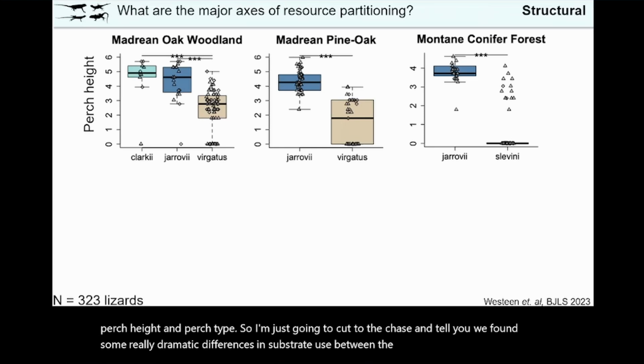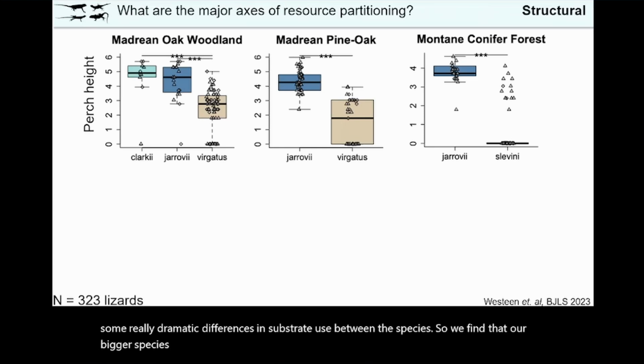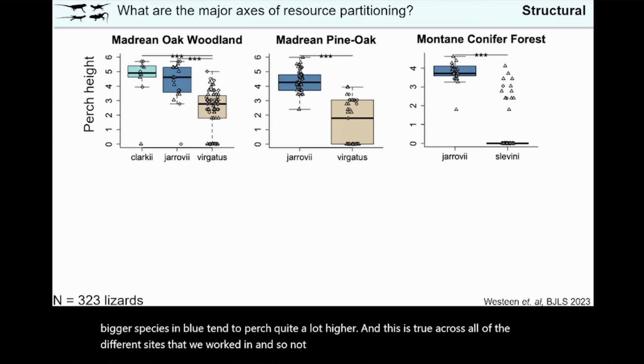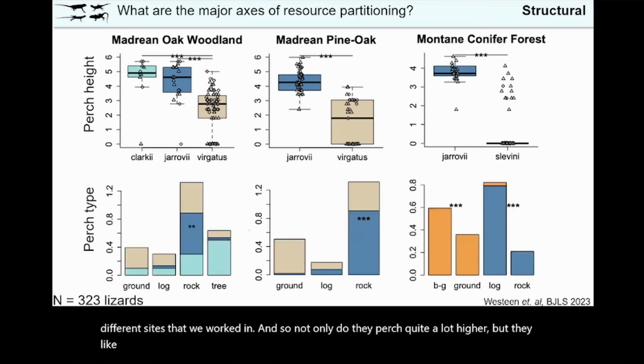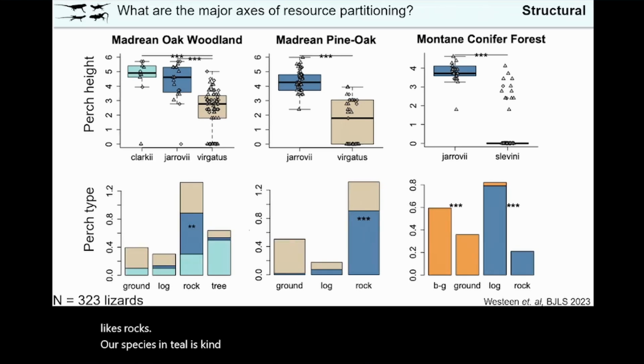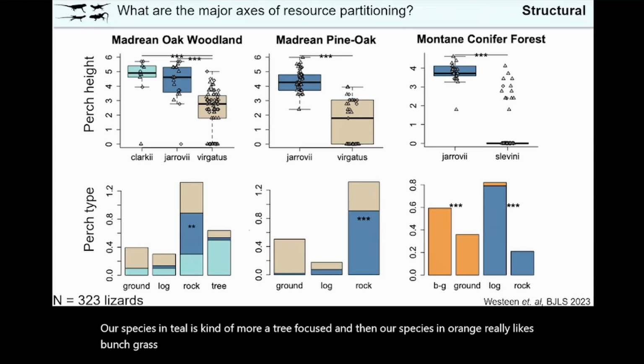So we find that our bigger species in blue tend to perch quite a lot higher, and this is true across all of the different sites that we worked in. And not only do they perch quite a lot higher, but they like to perch on different types of things. Our species in dark blue really likes rocks. Our species in teal is more tree focused, and our species in orange really likes bunch grass, that's BG, and shuttling on the ground between bunch grass clusters.